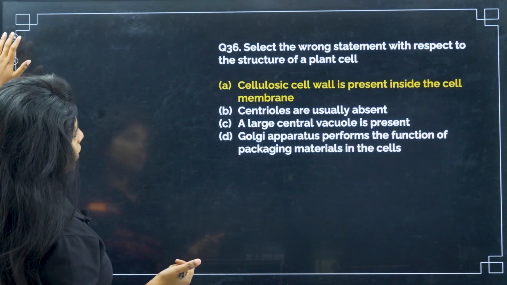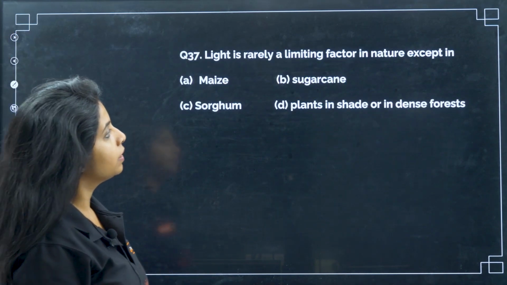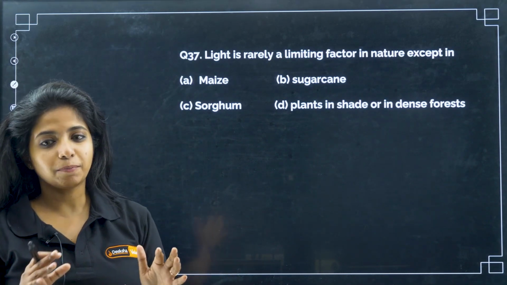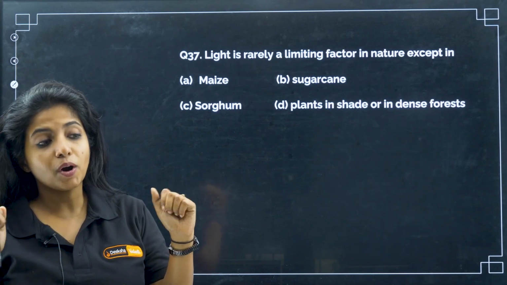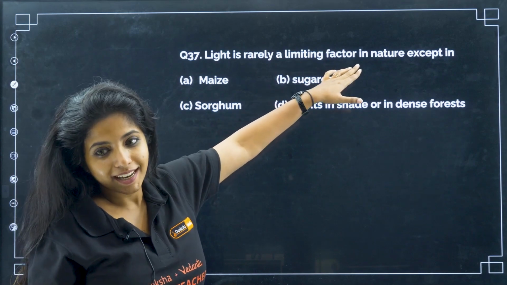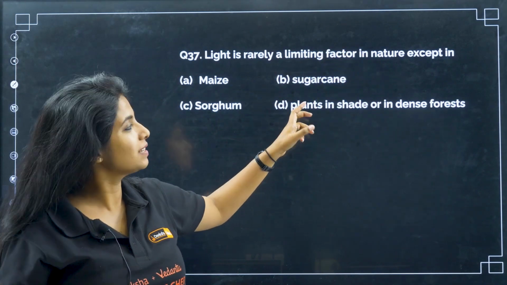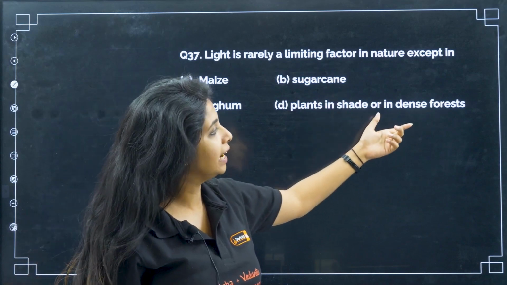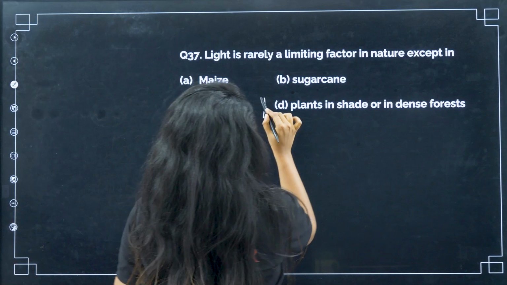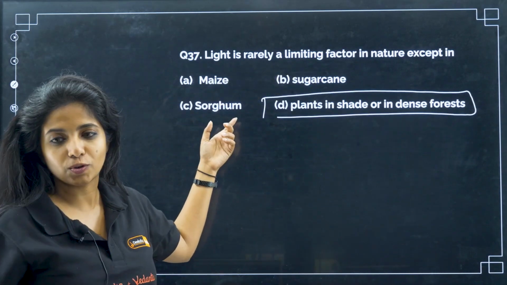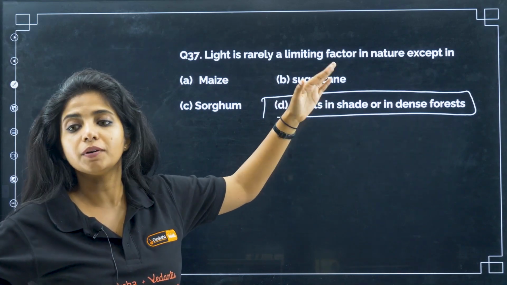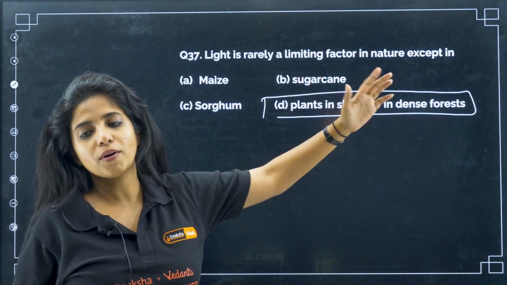Now, light is rarely a limiting factor in nature except in... So "except in" means you're asked in which organisms light is the limiting factor. Light is rarely a limiting factor in nature except in what? Obviously the ones that do not receive much light: plants in shade or in dense forest. For them light is a limiting factor, because of that photosynthesis would be less. So this would be the correct answer. Not maize, not sugarcane, not sorghum. It will be plants in shade or in dense forest. The others are just to confuse you.